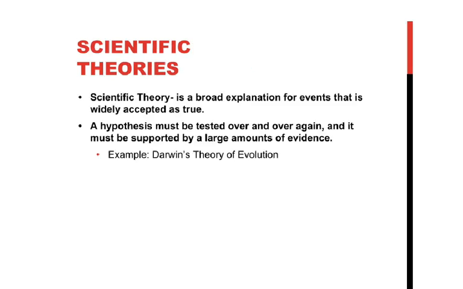The final thing we're going to talk about is the idea of scientific theories. A scientific theory is a broad explanation for events that is widely accepted as true. Theories cannot be proven, but they are an explanation of a phenomenon that is widely accepted. We talked about atomic theory earlier in this video. That is a widely accepted theory. The concept that everything is made of atoms has so much support and so much evidence.